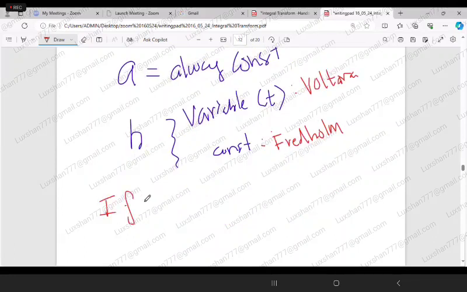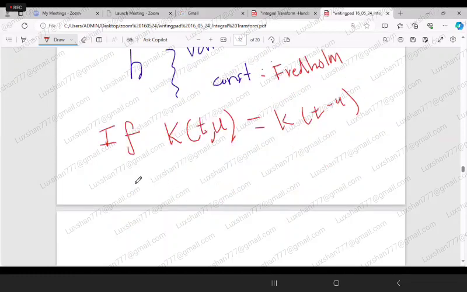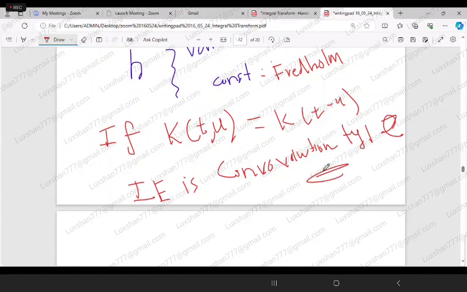Finally, if K(t,u), the kernel of the function, is of the form K(t minus u), then we say the integral equation is of convolution type. You can remember in the last class we studied the convolution theorem. We call it the convolution type.